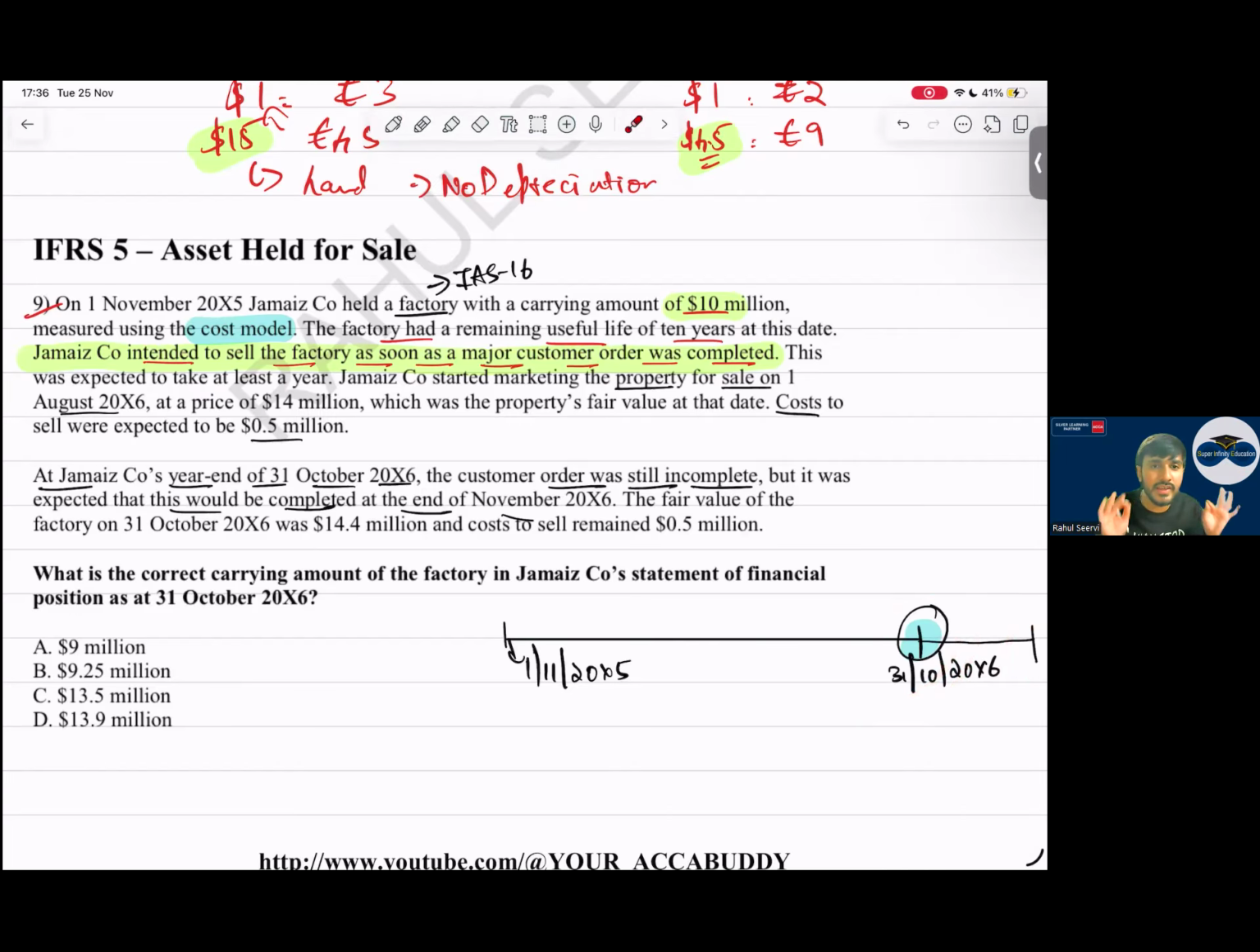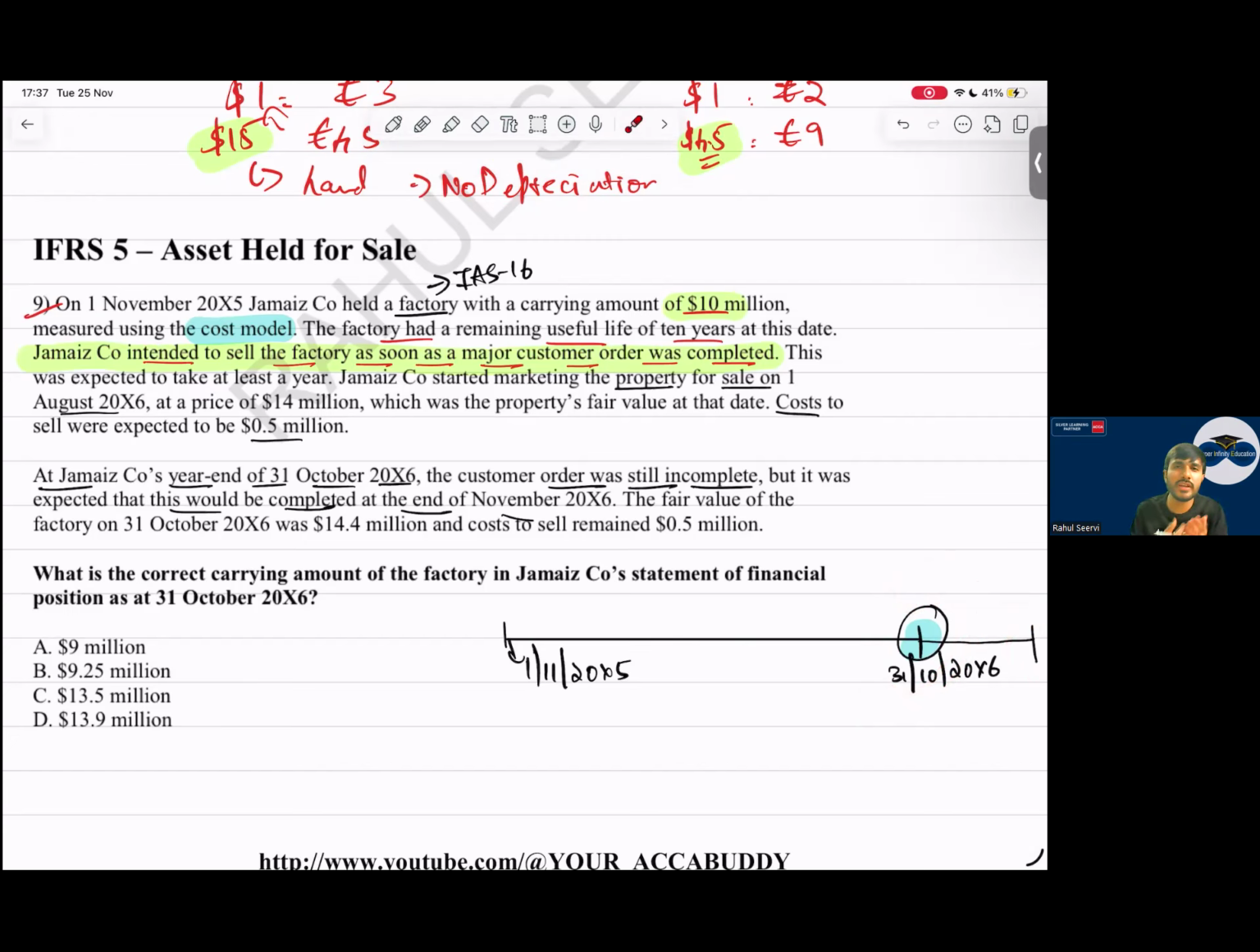No. IFRS 5. Both the things, or both the conditions, should be satisfied here. So one condition is not satisfied. If it is not satisfied, can you classify this as held for sale? We can't classify this as held for sale. Sir, if we can't classify this as held for sale, what will we do with it? Simple.